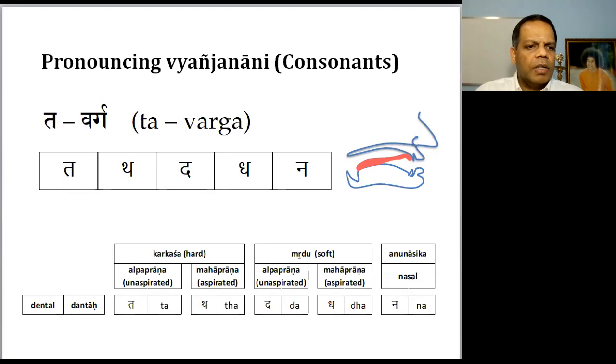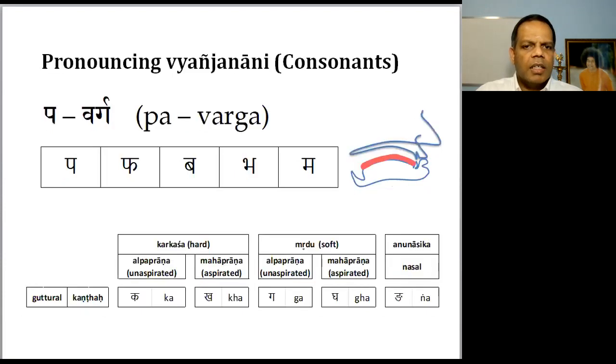I don't know whether I should cover the one last one there is in the varga. Maybe I will cover that.